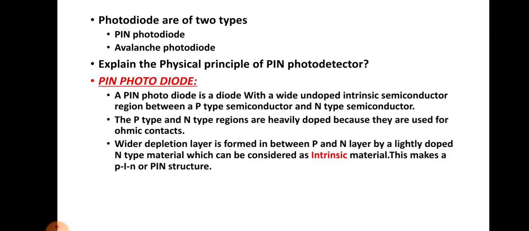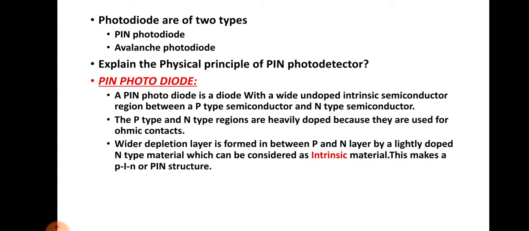Hi students, in this session we will discuss types of photodiodes. Basically, photodiodes are of two types. First is the PIN photodiode and second is the avalanche photodiode. In this session we will discuss the PIN photodiode, and explain its physical principle.